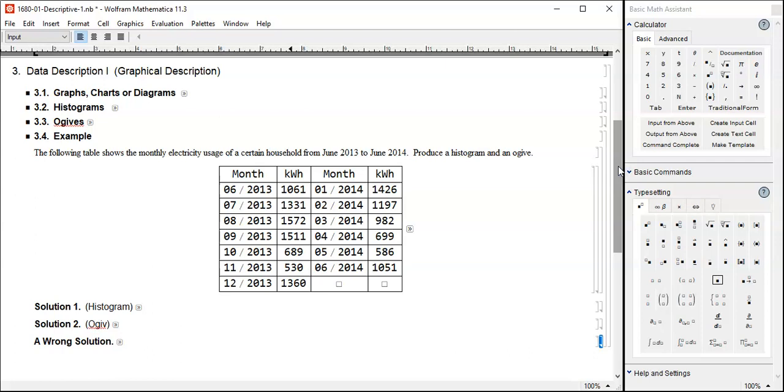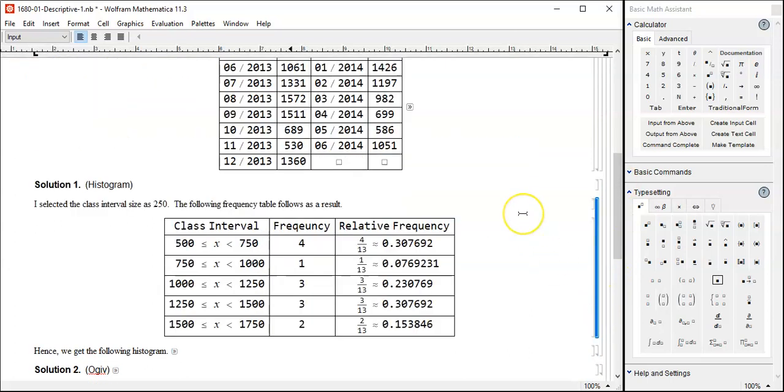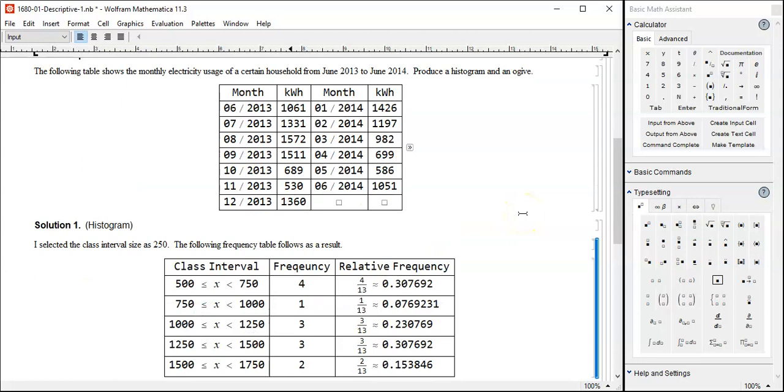So what do you think is the best selection of the class intervals? Well, I decided to go with a class interval size of 250. That's just my preference. 500 to 750, 750 to 1000, 1000 to 1250, and so on. And then just count how many months. And those are going to be the frequencies.